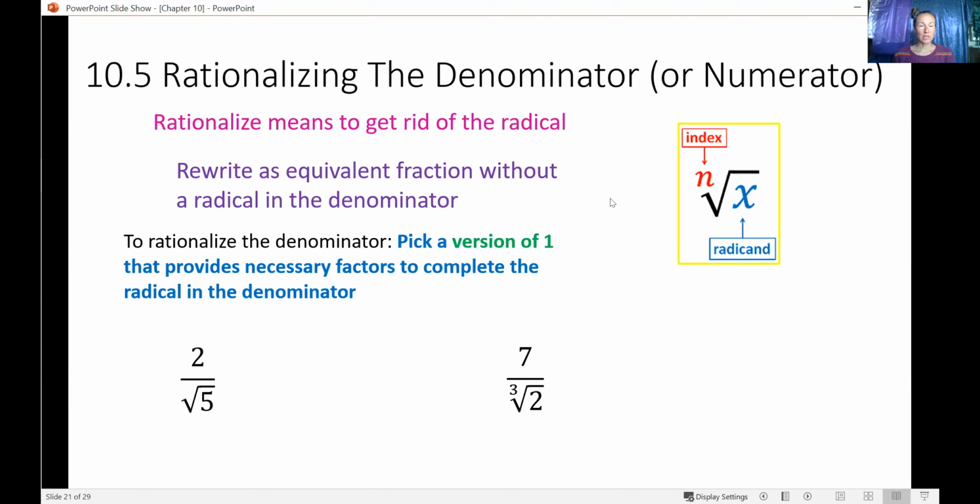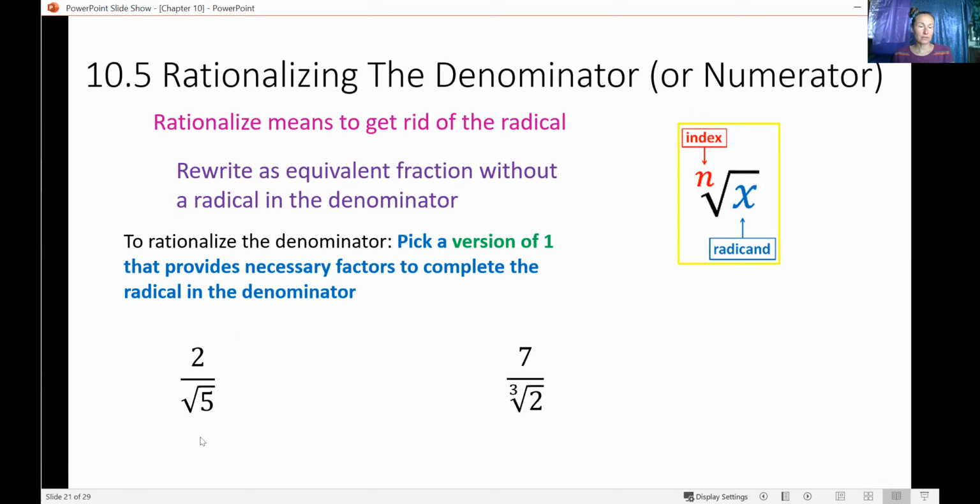The way we do that to rationalize the denominator is the same way we rewrite our fractions as equivalent fractions. It's by multiplying by a version of 1. We want to pick a version of 1, though, that's going to give our denominators the factors it needs to either complete the square or the cube so that it is no longer a radical, okay?